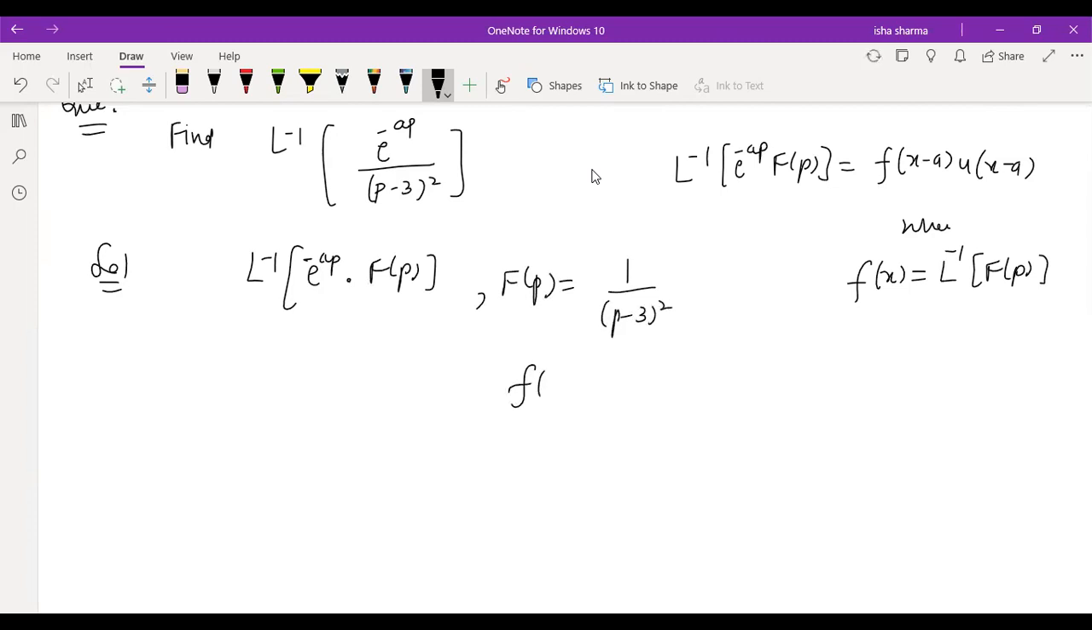So I need to find small f(x), which is L inverse of F(p). Yes, what is L inverse of 1 over p minus 3 square? What is L inverse of 1 over p minus 3 whole square?